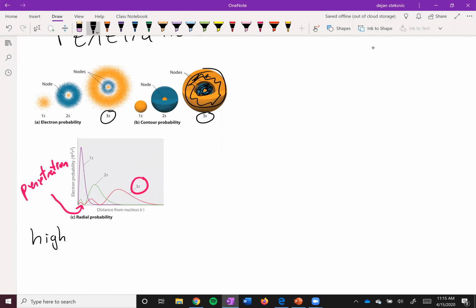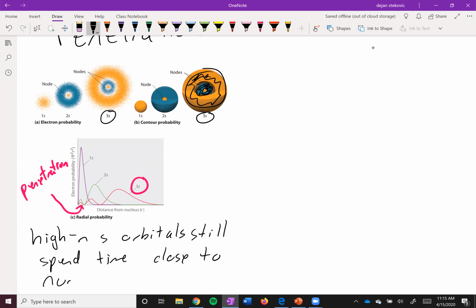So what happens is high n s orbitals still spend time close to the nucleus. And remember, we said the closer we are to the nucleus, the lower the energy we are, right? So they penetrate.